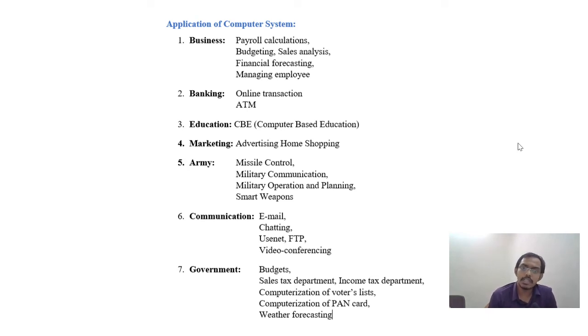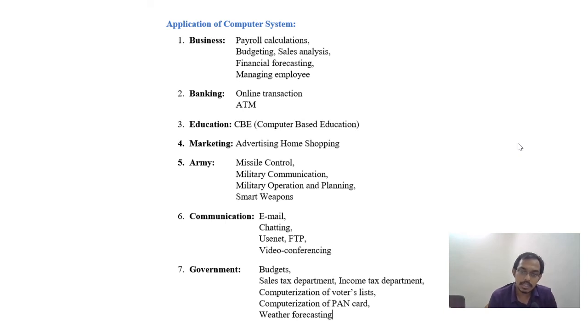In banking, any kind of online transaction works on the computer system. If you are using BHIM, Tez, UPI, Google Pay, all these things are connected to the computer system. Even the ATM is a computer because it is a machine. We can use this in the education sector also, computer based education. We can use it in the army: military control, military communication, any kind of communication. Email, chatting, WhatsApp, Facebook, even video calling, that is done by the computer system.